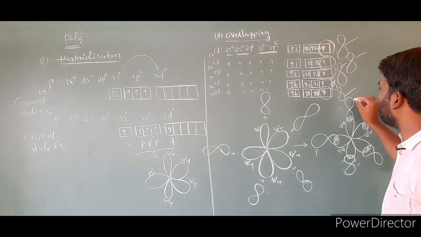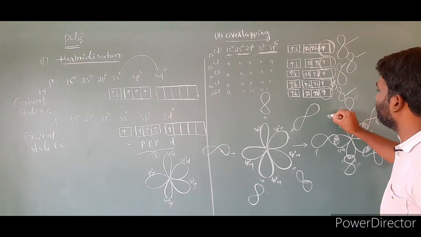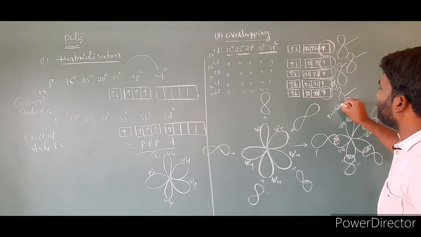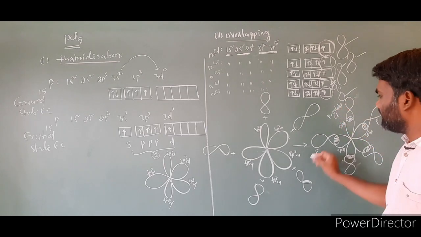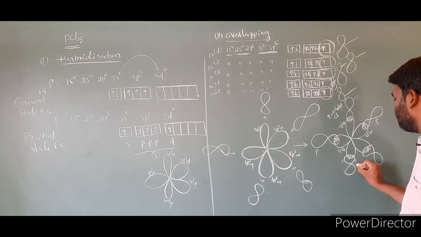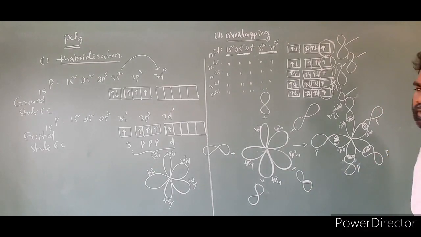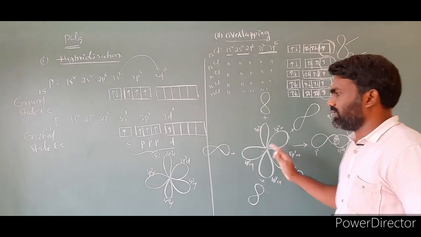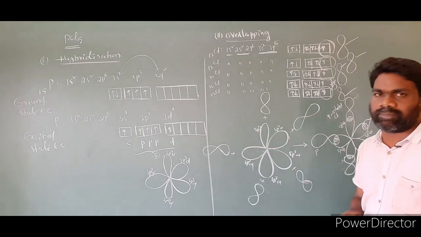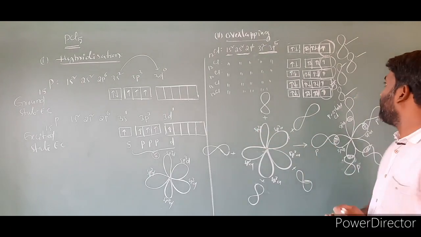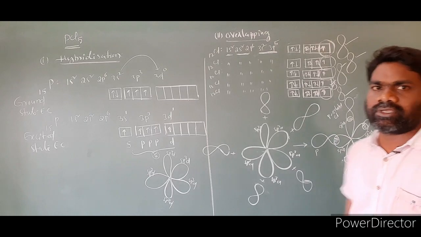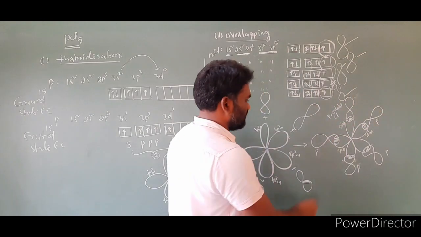The p orbital of whom we have to write. This is the p orbital of chlorine. This is also the p orbital of chlorine. This is also the p orbital of chlorine. This is the p orbital of chlorine. So this is the hybridization, and this is the hybridization. This is the overlapping. After overlapping, what we have to write is the structure of the molecule. So how to write the structure of the molecule?